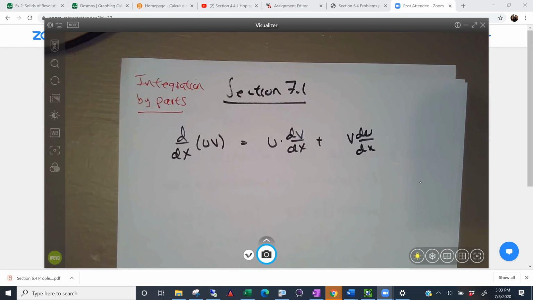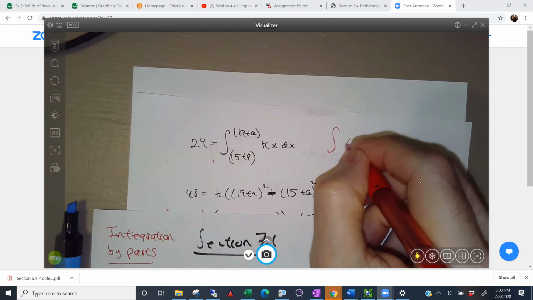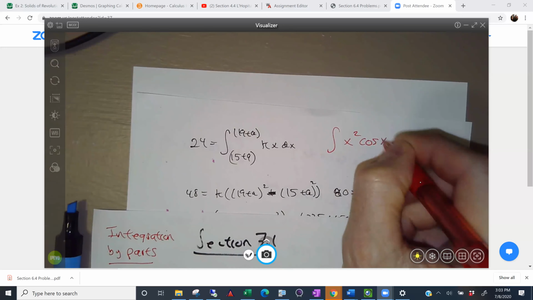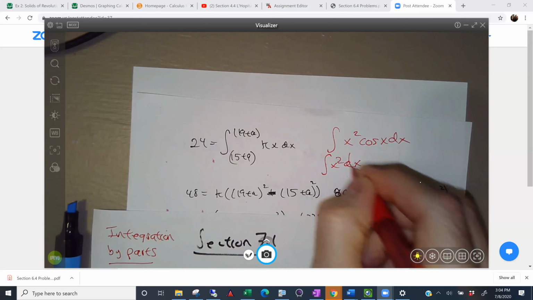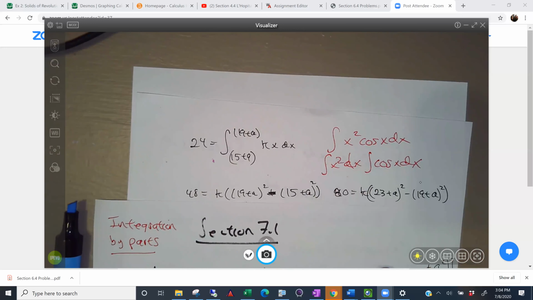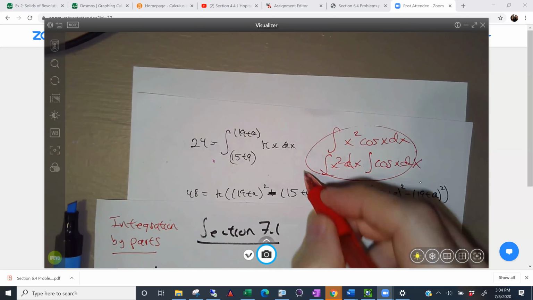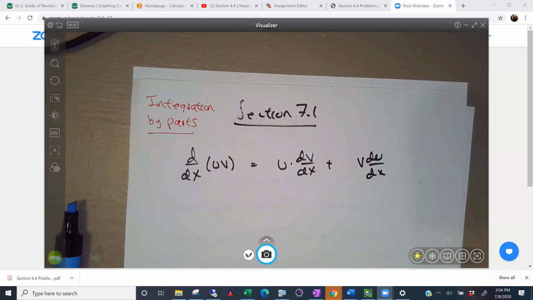So one of the things that is kind of annoying for a lot of Calc 1 students is that even though there's a product rule for differentiation, there's no product rule for integration. That is, I can't integrate x squared times cosine of x by distributing this and going, oh, that's the integral of x squared times the integral of cosine of x. It just doesn't work that way. The closest thing to a product rule that we have for integration is an integration technique called integration by parts.